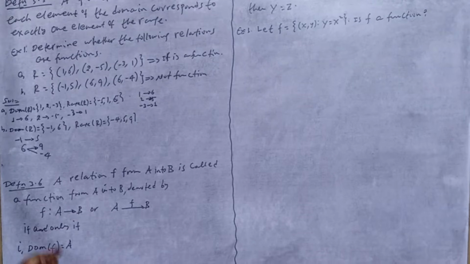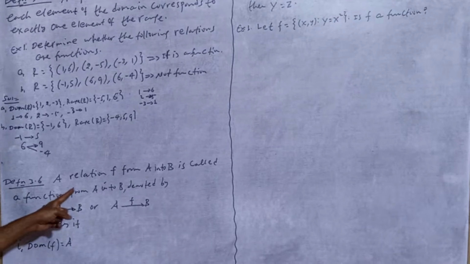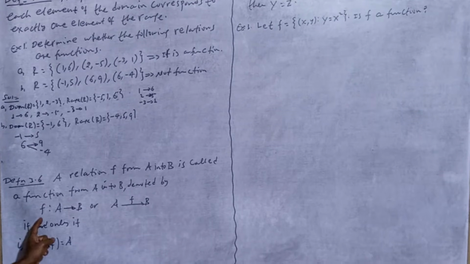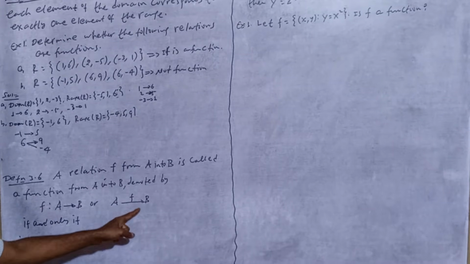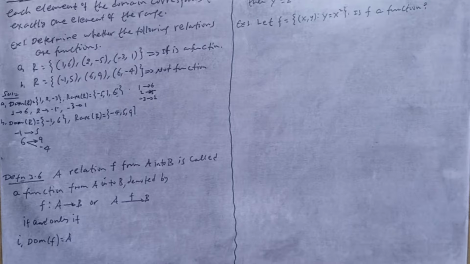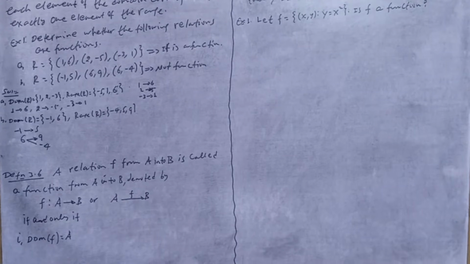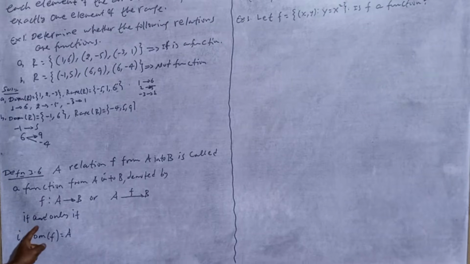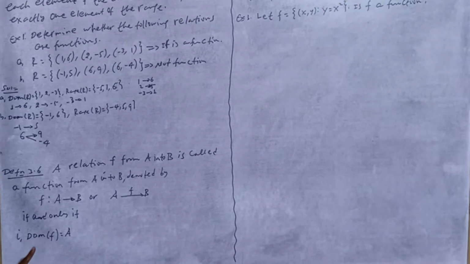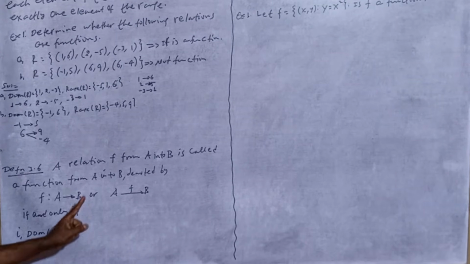Definition 3.6: a relation f from a into b is called a function from a into b, denoted by f from a to b, or a to b by this mapping. This function is a mapping from set a to set b. This is a function if and only if, Roman number 1, the domain of f is the same as set a.